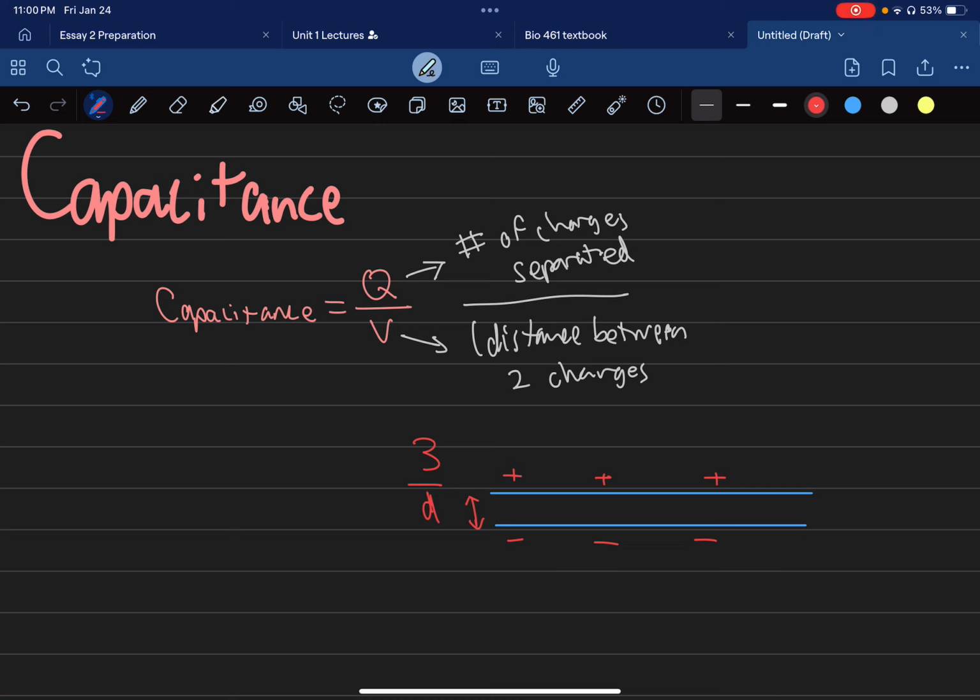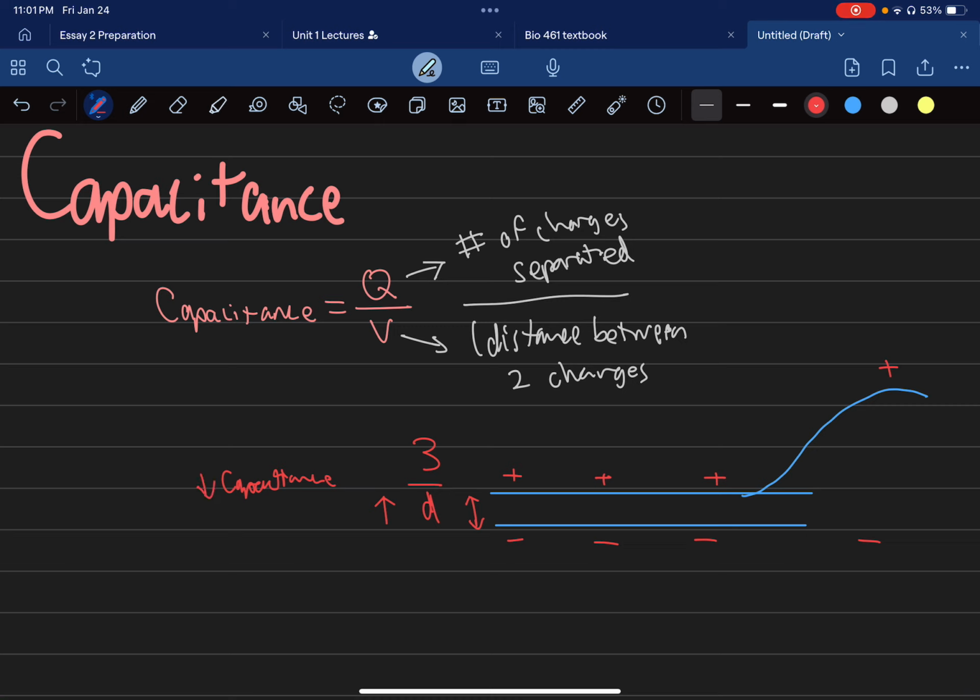So let's say we increase the distance between the two charges with something, maybe by myelating the cell, so making some myelin right here. If we did this instead, we're going to be increasing the distance. If we increase the distance, the capacitance will go down.